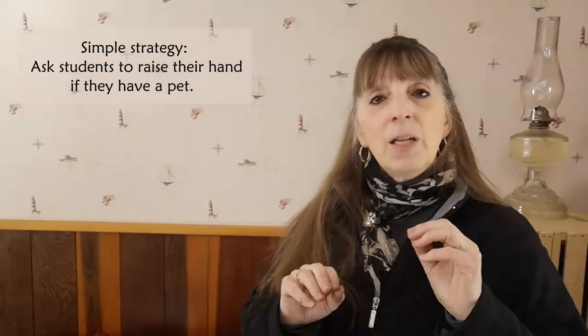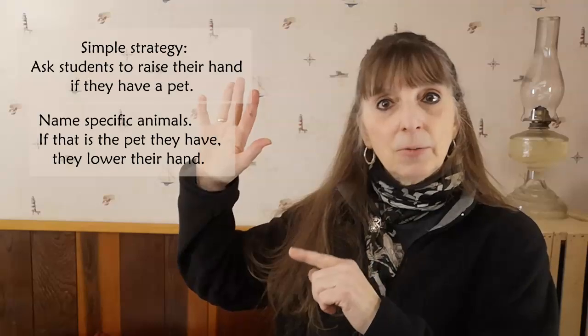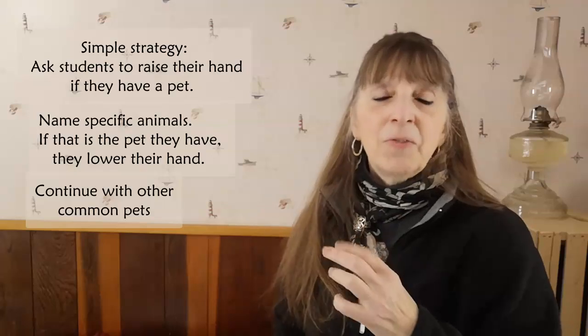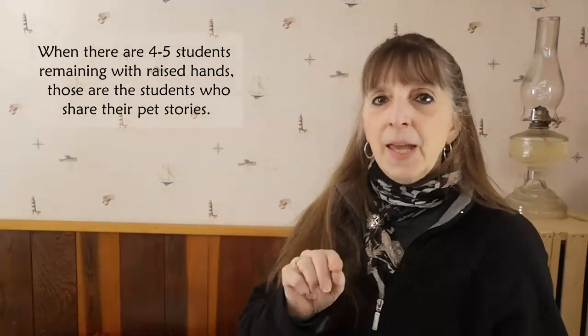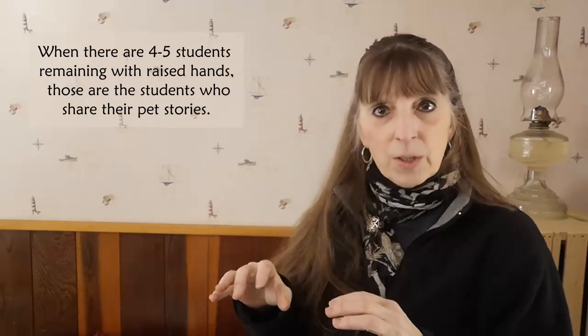So one strategy I like to use with my students is I ask them, if you have a pet, put your hand up. If your pet is a dog, put your hand down. If your pet is a cat, put your hand down. And then I select other very common family pets, fish and hamsters and that kind of thing. And eventually I have only 4 or 5 students with their hands up. And then I will ask those individual students who are remaining to tell us a few stories. With all of them being able to put their hand up to say if they have a pet, then they have contributed and I have recognized that they do have a pet, and yet we don't have to have 25 stories.